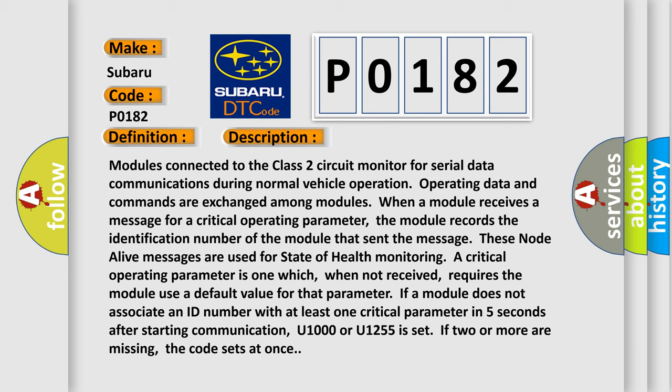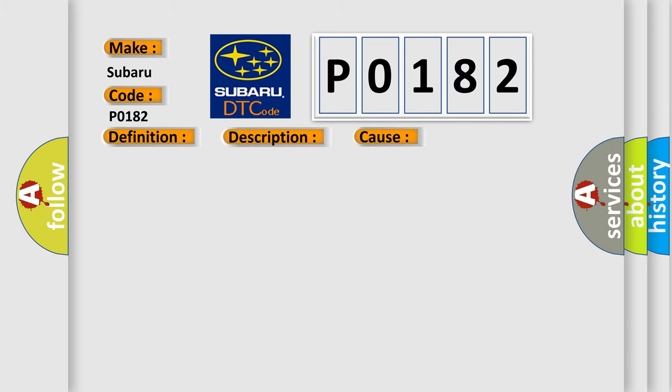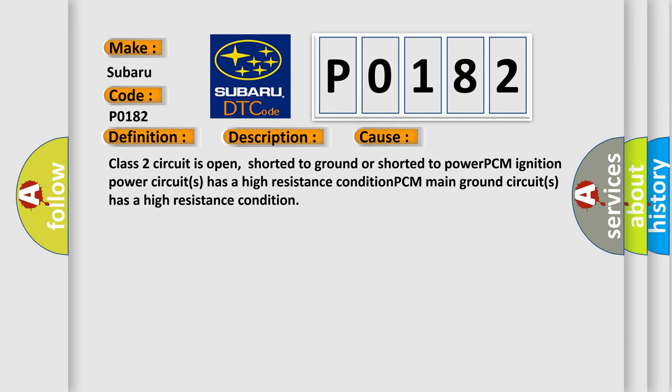If a module does not associate an ID number with at least one critical parameter in 5 seconds after starting communication, U1000 or U1255 is set. If two or more are missing, the code sets at once. This diagnostic error occurs most often in these cases: class 2 circuit is open, shorted to ground or shorted to power. PCM ignition power circuits have a high resistance condition. PCM main ground circuits have a high resistance condition.